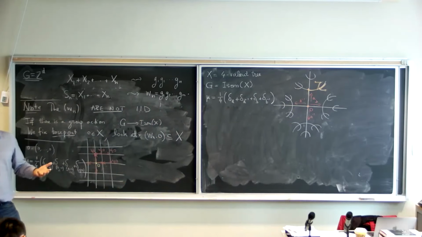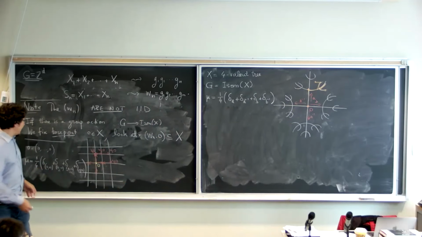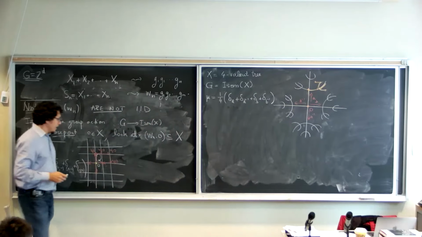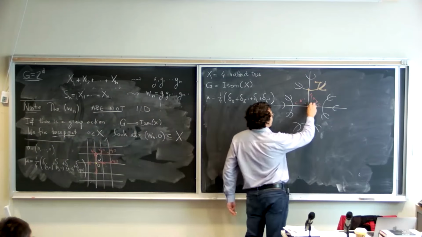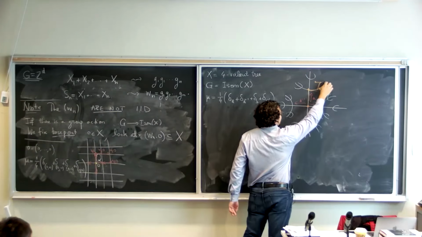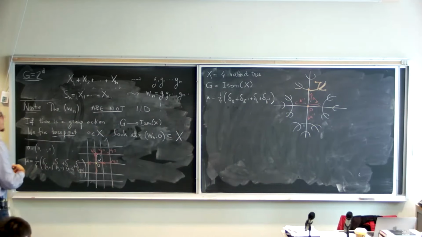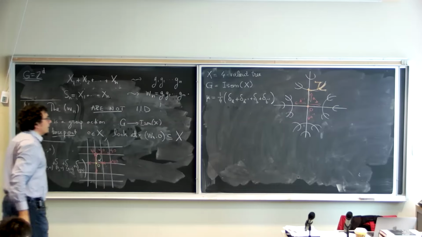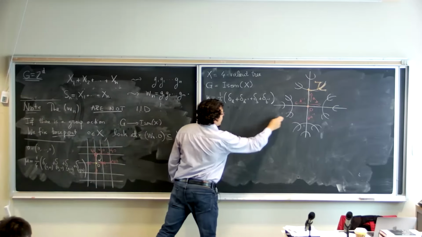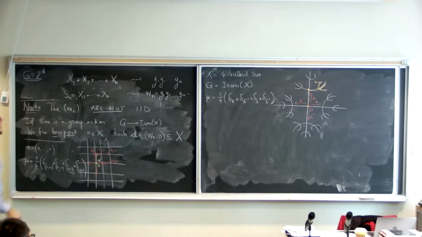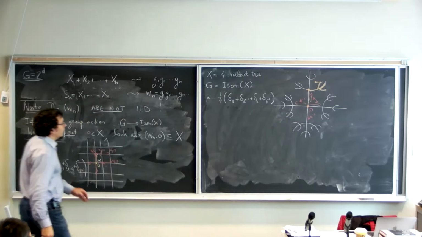What's the main difference? Yeah, exactly. So here, the paths could close, while here the paths cannot really close. You can backtrack only if you retrace the whole path. And so it turns out that there are many differences between these two examples, and we will see them later.